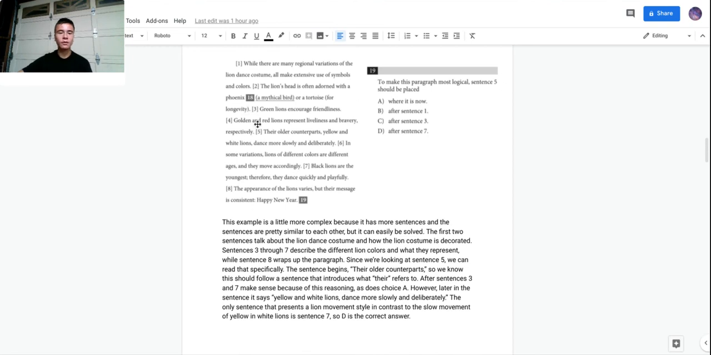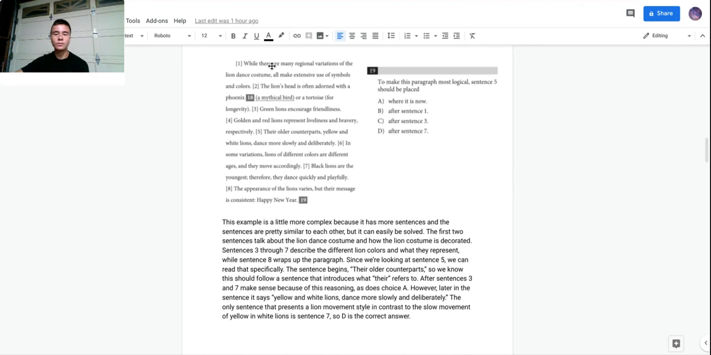So let's look at sentence five. Their older counterparts, yellow and white lions, dance more slowly and deliberately. So the fact that it says their older counterparts tells me that it's going to be after a sentence that has a plural subject, and I'm thinking right now that it's going to be some type of lion. So some group of lions, because it says their older counterparts, yellow and white lions. So yellow and white lions are the counterparts of some other type of lions, which I can assume to be in the sentence before that. So that would disqualify B after sentence one as an answer because that doesn't really talk about multiple lions.